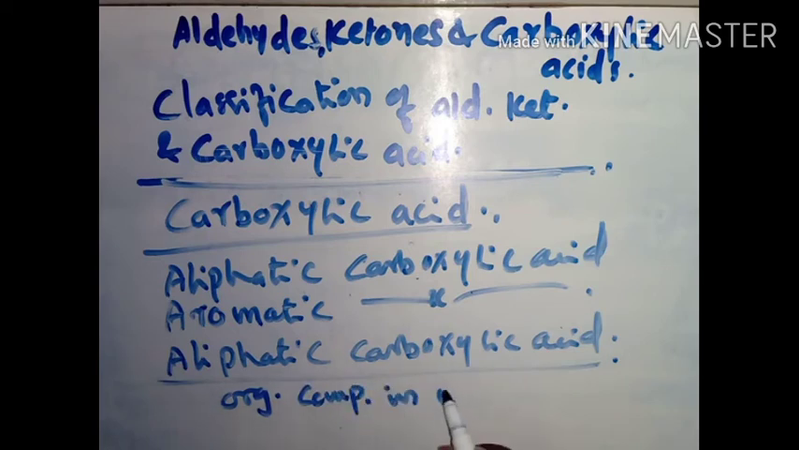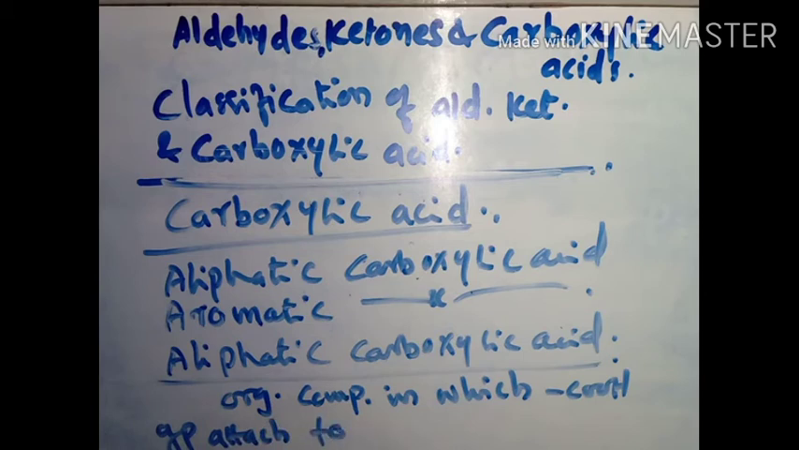in which a carboxyl group, that is a COOH group, is attached to an alkyl group are called aliphatic carboxylic acids, or they are also called fatty acids. The exception is that formic acid is also classified as an aliphatic carboxylic acid.